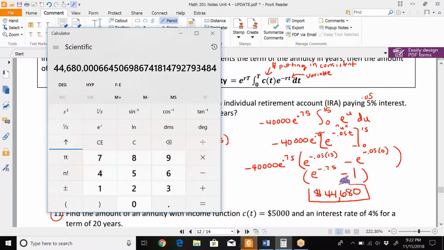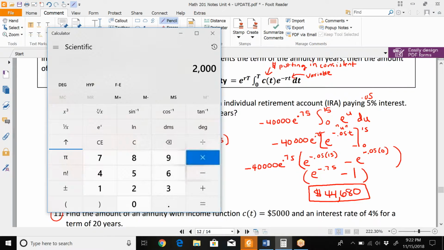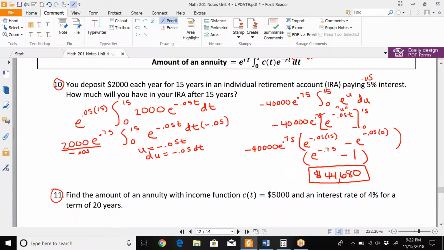Now, if you think about it, you deposited $2,000 every year for 15 years. So 2,000 times 15 gets us to 30,000. So we earned, I'm just going to subtract backwards here, but this is supposed to be positive. We earned $14,680 in interest in our annuity. So that's pretty good. Okay, so we're going to do one more of these.